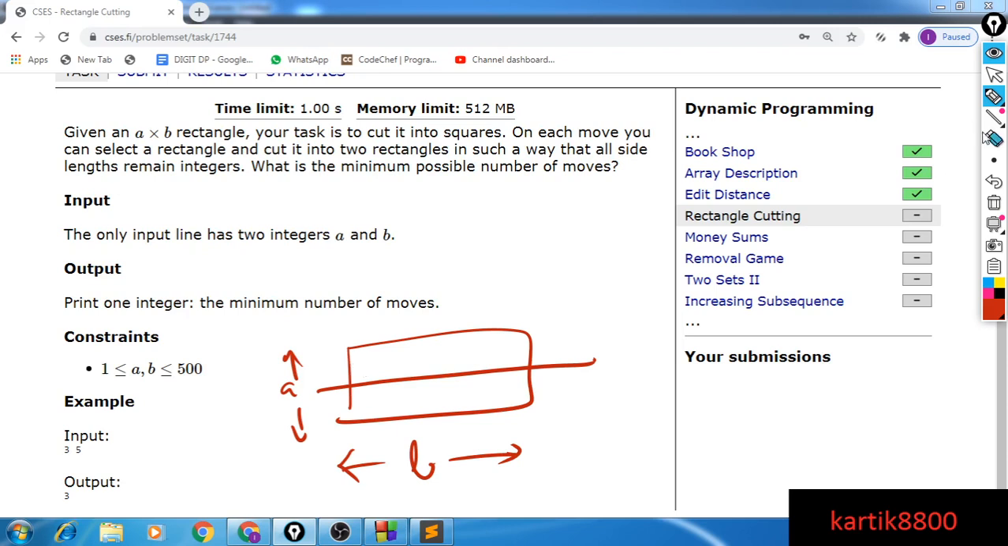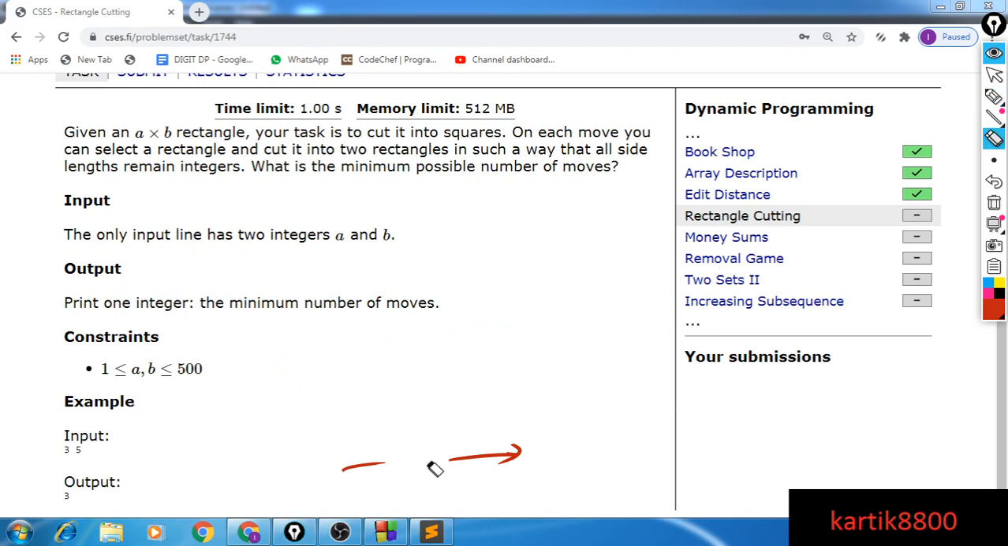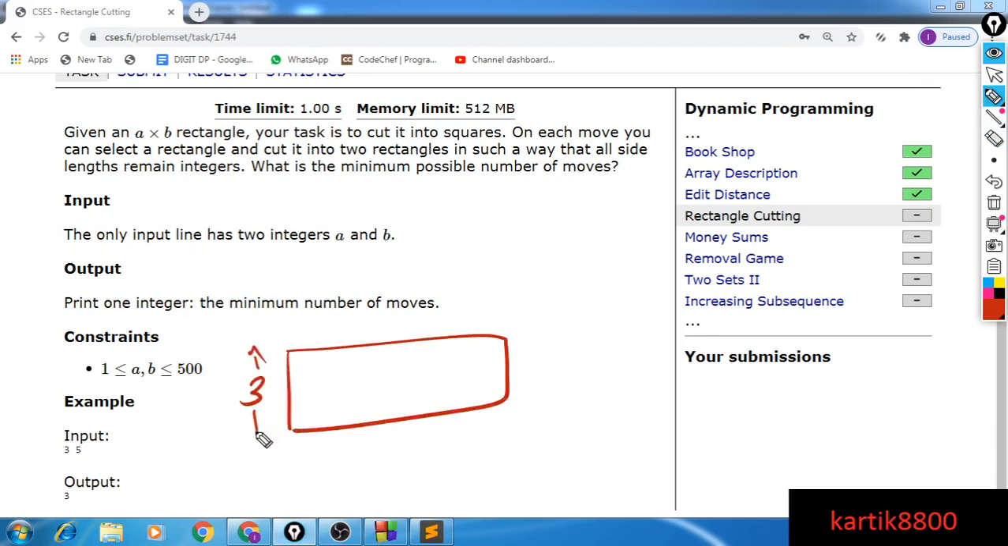Okay, so let's try and solve this thing. Let me just try and solve this sample input. I don't think I'll be able to, but let me try. So this side is 3, this side is 5. Somehow it is possible to make exactly 3 cuts and end up having only squares. Okay, so I'll use some kind of intelligence. Maybe if I make a cut here so that this becomes 3 cross 3, so I'll be done with this one.